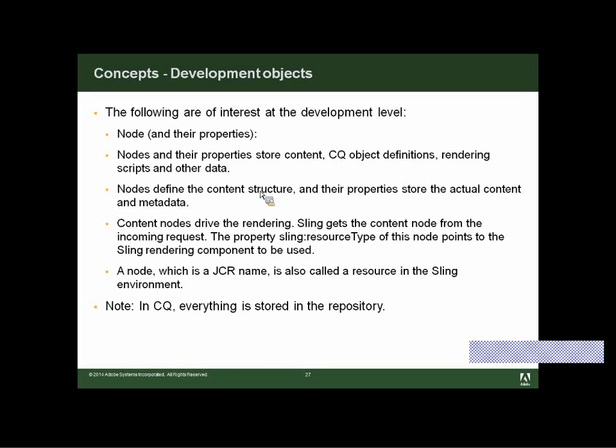And the scripts, which will be given as part of the resource type, point to a rendering script, which will render the content. So a node, which is a JCR node, is also called a resource in the Sling environment. Each node, everything is a resource actually in AEM.